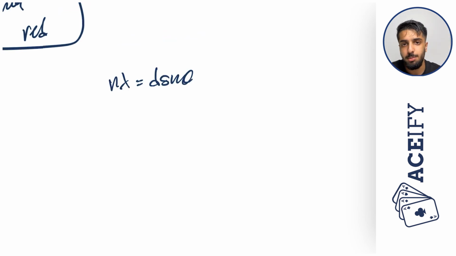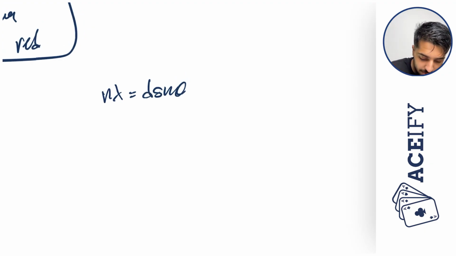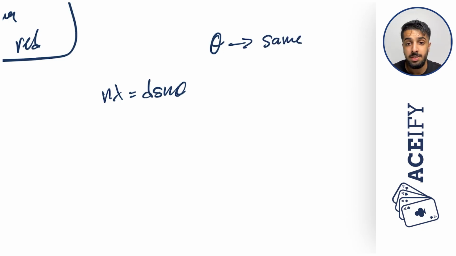Again, we know that n lambda is equal to d sine theta. Our d is going to be the same in both cases because we're using the same diffraction grating. And because we're interested in finding the same angle, our theta is going to be the same in both cases. The only thing that's different is going to be our n, which is the order of maxima, and also our wavelength, because blue and red light have different wavelengths.